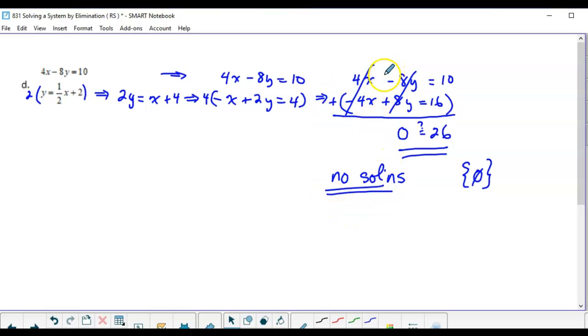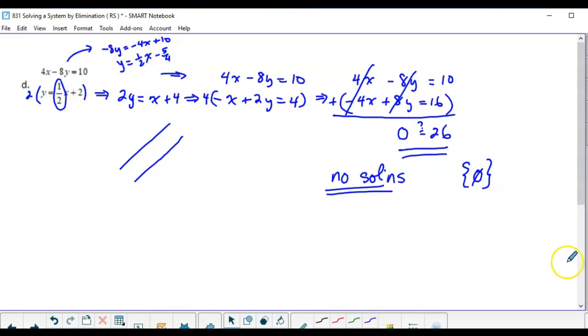So when you try to eliminate, if you end up eliminating the x and the y, and you're left with something that doesn't make sense, so in this case 0 equals 26, then there's no solutions. Basically means these are parallel and distinct lines. So the slope is a half. If I were to solve this for y, I'd get negative 8y equals negative 4x plus 10. Divide by negative 8, I get positive 1/2 x minus 5 over 4. So same slope, different y-intercepts. Okay.